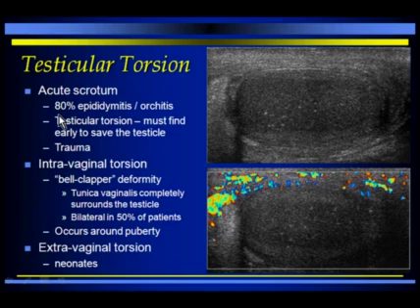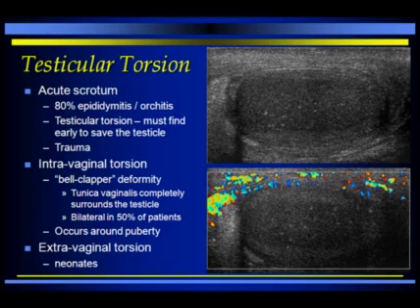However, in a minority of cases, it will be related to testicular torsion, and it's critical to find this early in order to save the testicle. If you can find this within 24 hours and operate on it, you have a good chance of salvaging that testicle. If you don't find it, then there's a good chance the testicle will be lost to infarction.